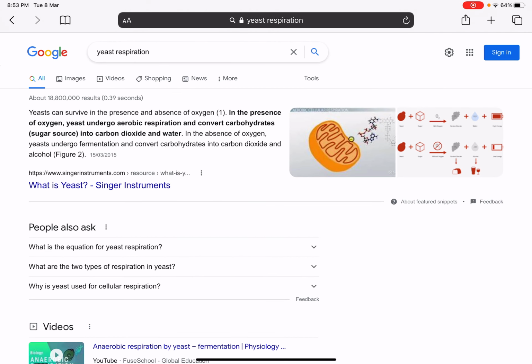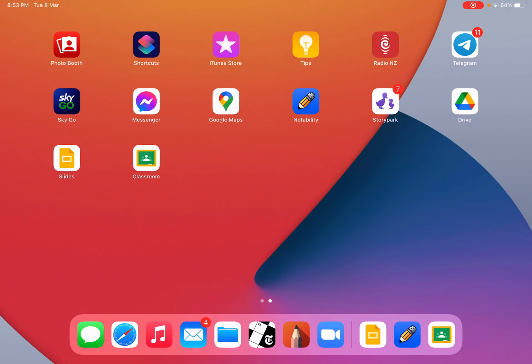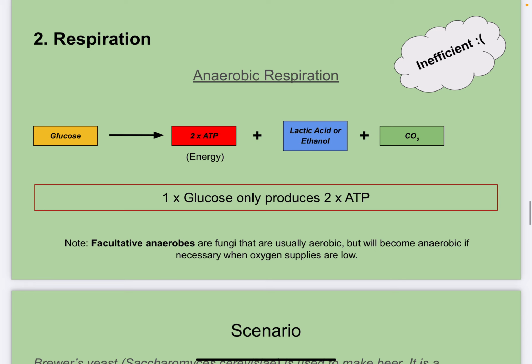And so you can read that yeast can survive in the presence and absence of oxygen. So they can do both. Now, if you remember from the back of your brain, there is a word that describes fungi that can do both. And if you read the lesson again, you see at the bottom here, it says facultative anaerobes are fungi that are usually aerobic, but will become anaerobic if necessary when oxygen supplies are low. So that's what yeast is. So you would write this in your own words.